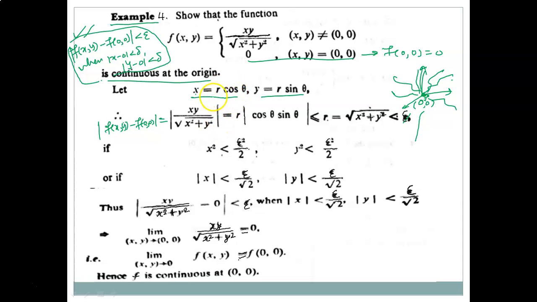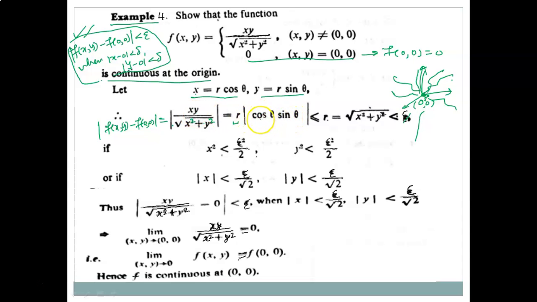Now you substitute the polar coordinates: x equal to r cos theta, y equal to r sin theta. In the numerator it becomes r square sin theta cos theta, and in the denominator this is the square root of x square plus y square, so r square cos square theta plus r square sin square theta. You can take r square outside, and cos square plus sin square equals 1. So r is in the denominator and r square in the numerator, so r goes with r. Here we are left with r times the modulus of cos theta sin theta.